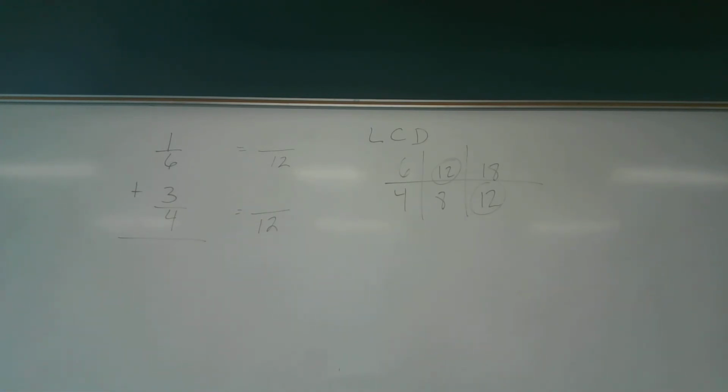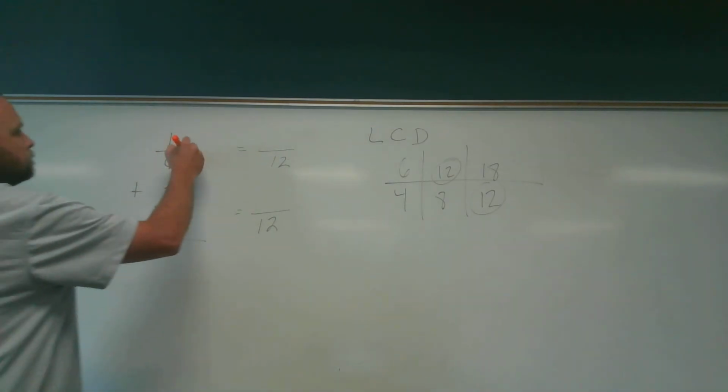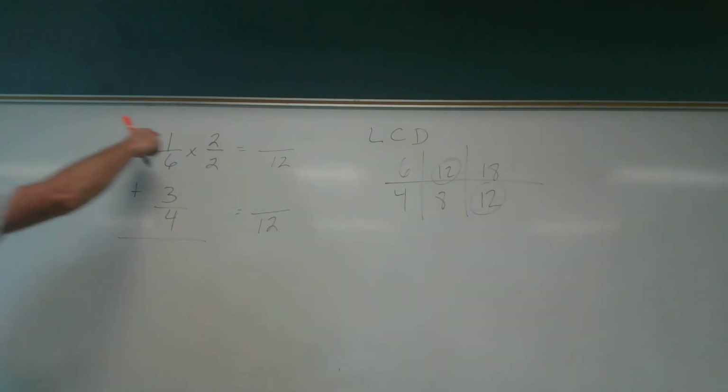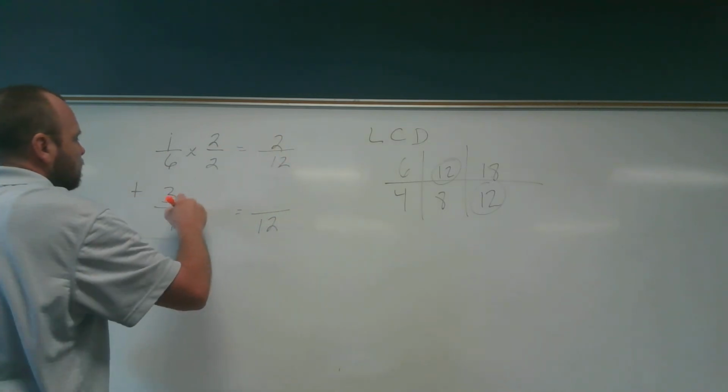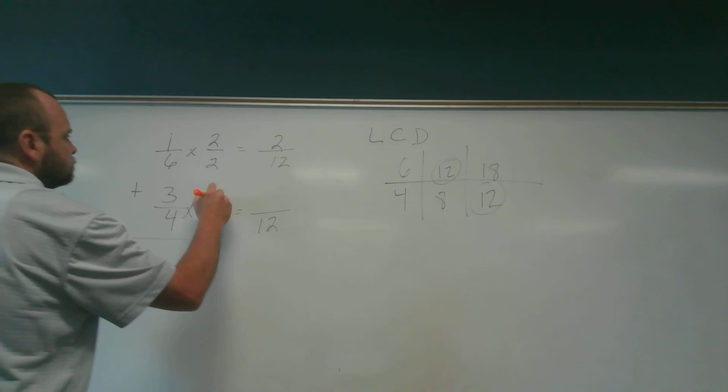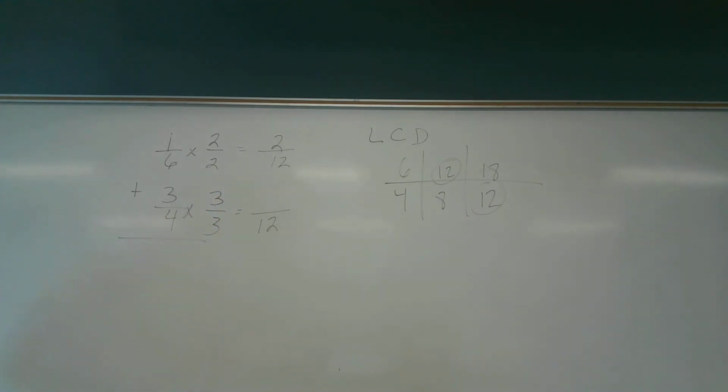So Liam, what would I multiply by 1/6 to give me a denominator of 12? 2. So I have to multiply by 2 over 2. And what is my numerator going to be? 2, because 1 times 2 is 2. Liam, what would I multiply by 3/4 to give me a denominator of 12? 3 over 3. So my numerator is 9.